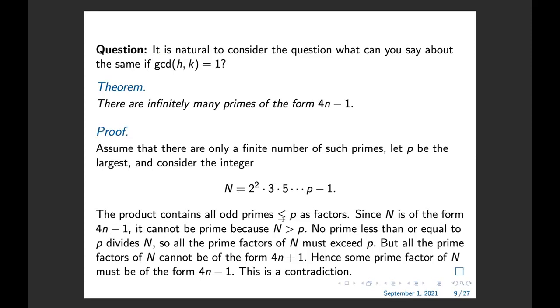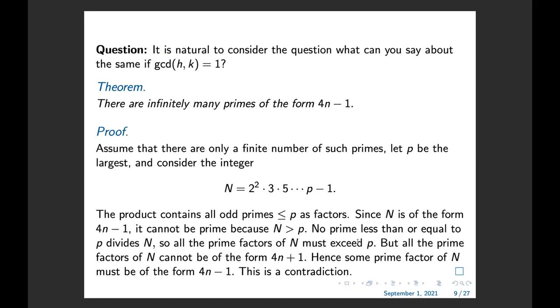So if n is not a prime, then by the fundamental theorem of arithmetic, we can say that n is a product of primes. And we can say that there is no prime which is less than p and which divides n, because in this product, all the primes which are less than or equal to p appear here, right? So if n has a prime factor, then that prime factor must be greater than p.